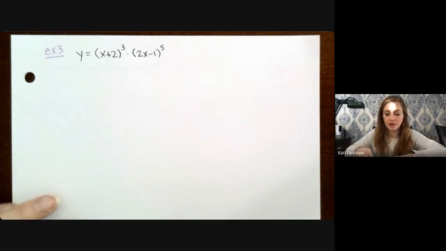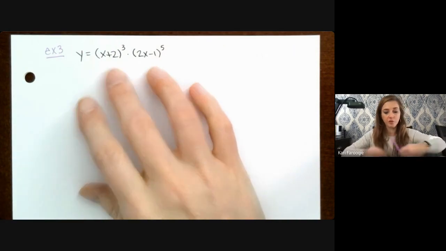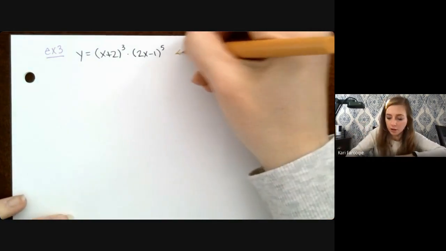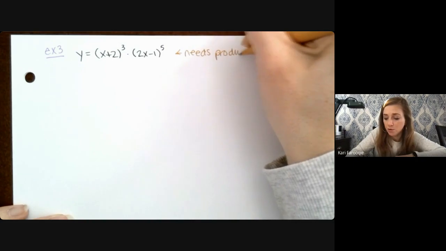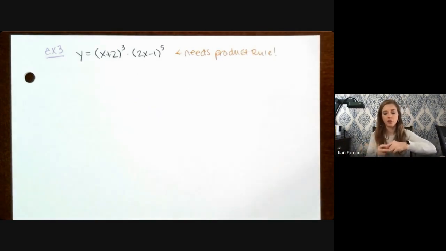So notice again, we have a product of two functions here. So this needs the product rule. I wonder what this color looks like. Needs product rule. We are multiplying two different functions of x together. So definitely need the product rule.